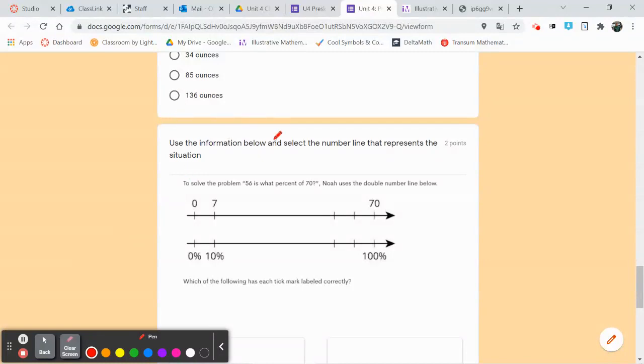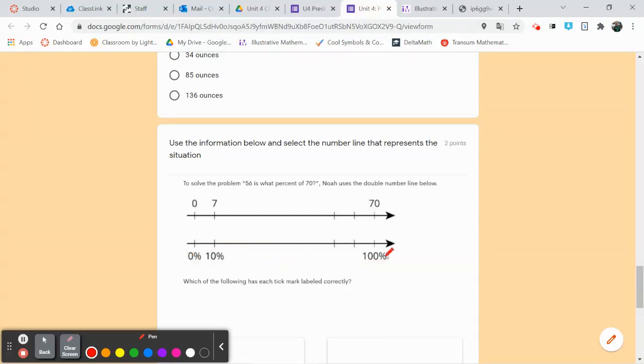Use the information below and select the number line that represents this situation. To solve the problem, 56 is what percent of 70? Noah uses the double number line below to solve this instead of doing it the long way. And they want to know which of the following has each tick mark correctly. Let's go look at what they're doing with the ticks, and that's going to make it a lot easier. In fact, you're going to see this in your study guide, and you're going to have to mark your ticks.